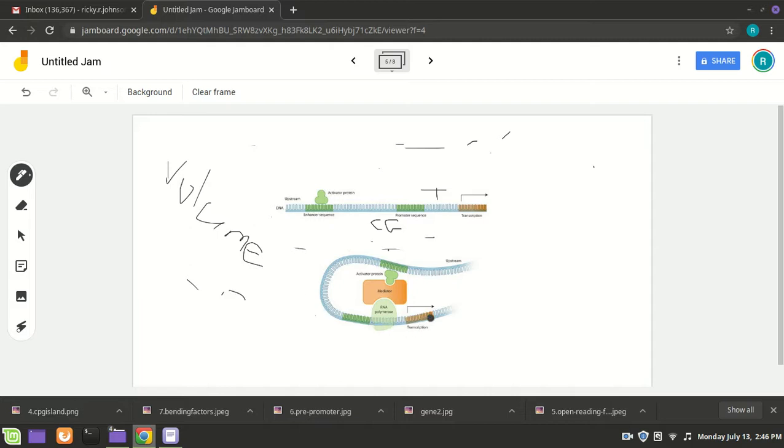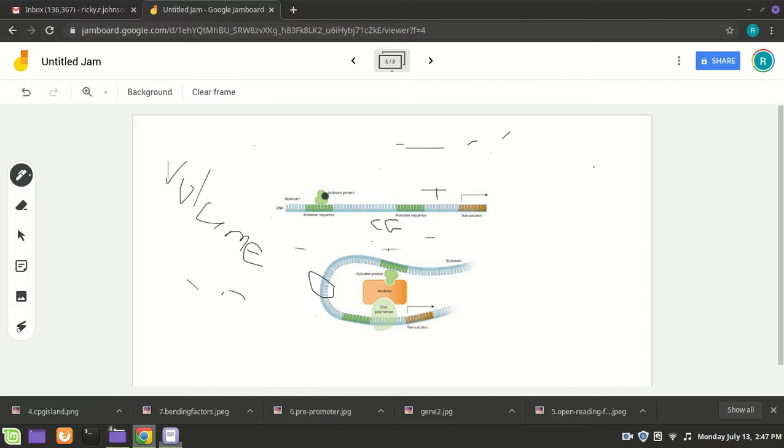So the rate of transcription is now controlled by whether or not this sequence is here and whether or not a protein is bound to it. So it might be here, but depending on which protein binds here, it might speed it up or it might slow it down. Now there is another thing that we need to know about. There's usually a bending protein that can attach here.